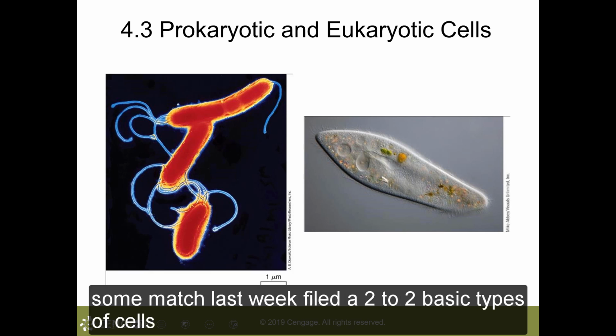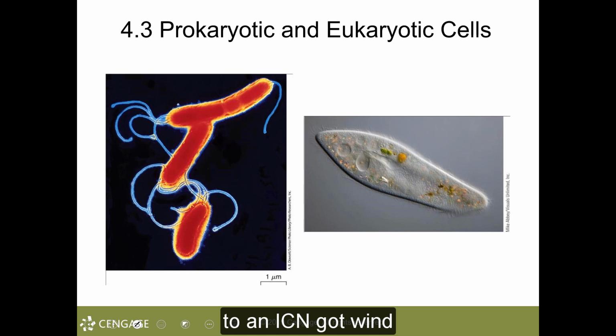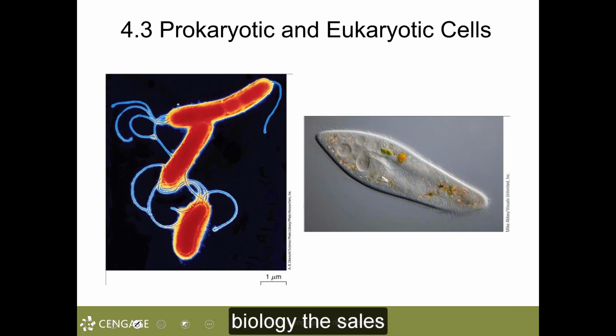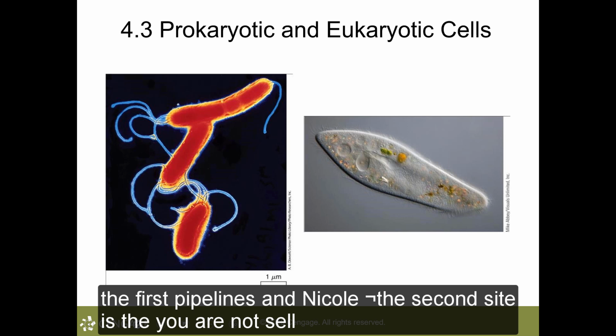So now we've finally made it to the 2 basic types of cells. I say it that way because this is where we get into, I guess you'd say, the biology, the cells. And yes, I'm smiling. Let us begin. There are 2 basic types of cells. The first type is the prokaryotic cell, and the second type is the eukaryotic cell.